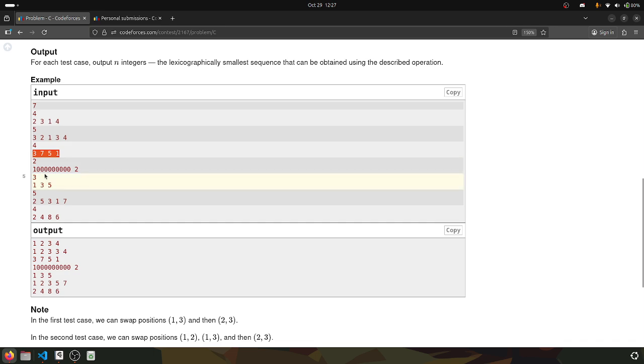Now the next is 3, 7, 5, 1. What we can see here is all the numbers are odd, and since all the numbers are odd, there is no operation that we can perform in this array. So the answer would remain the same, 3, 7, 5, 1. Again, here all the numbers are even, so the answer will remain the same. All the numbers are odd, so the array remains the same.